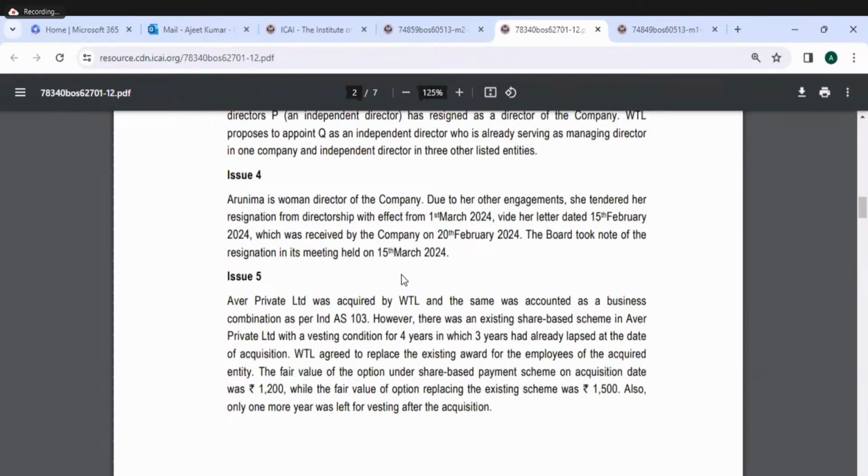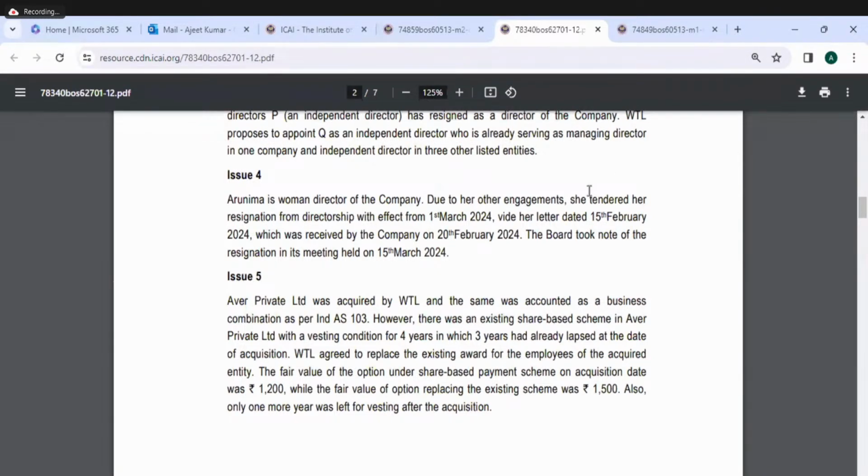Usne resign kya? Kab kiya? So she has given a letter on 15th and the company has received the letter on 20th. So let's count the date. Okay, I need some dates and it will be done. No, no. Never ever attempt any question like this until and unless you are very sure of what the provision says.